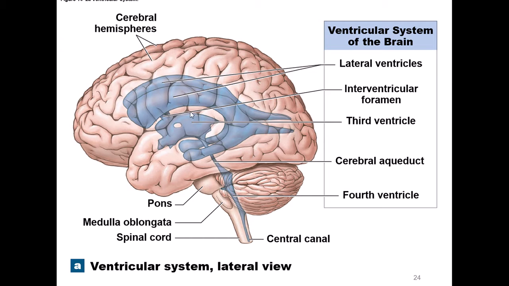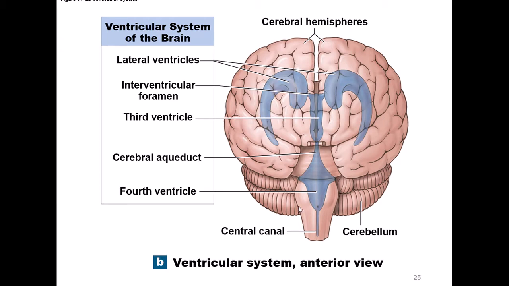All right, so the sequence again, I do want you to know the sequence: lateral ventricles, through the interventricular foramen, into the third ventricle, down the cerebral aqueduct, into the fourth ventricle, and at this point the fourth ventricle will allow the fluid to go either into the central canal by passing through the median aperture or into the subarachnoid space via the lateral apertures.